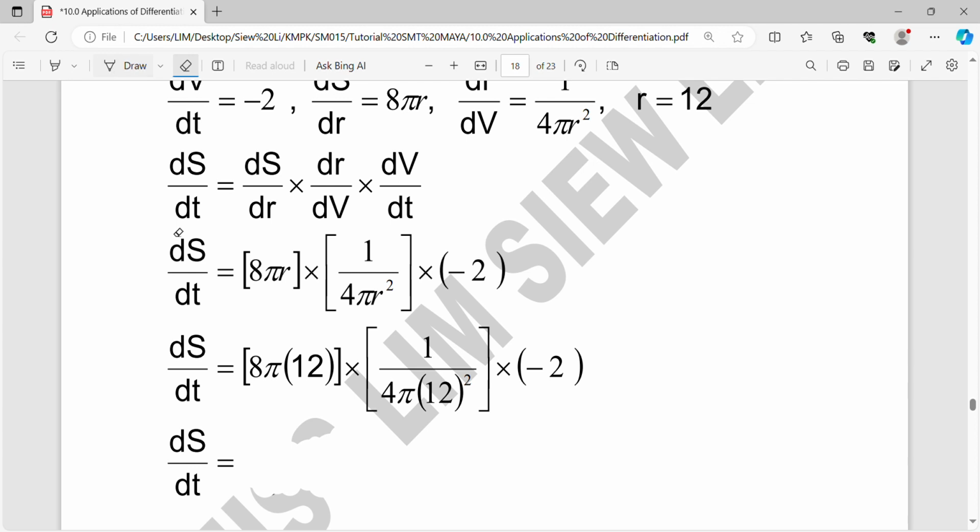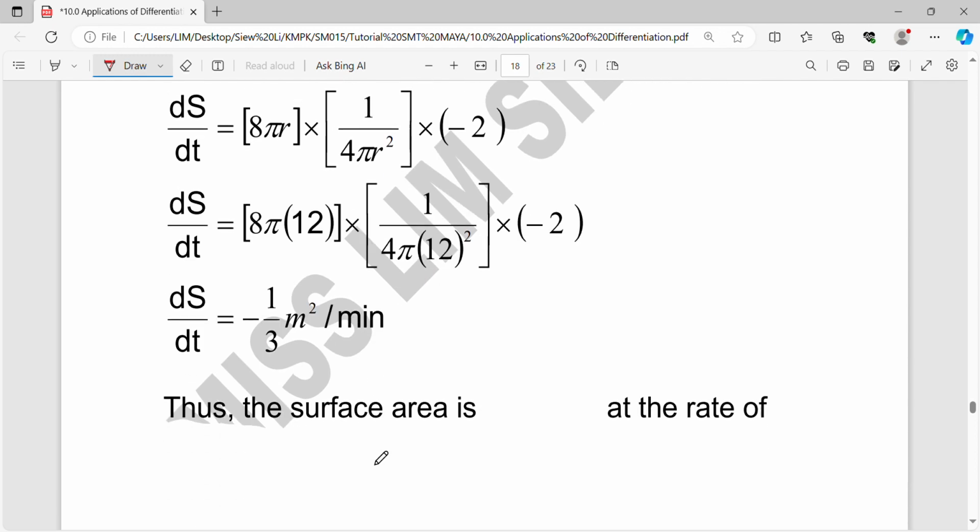Lastly, we just press the calculator and see what the value is. We can see this is negative 1/3 meter square per minute. Why meter square per minute? Because the surface area unit is meter square, while for the time variable here we use the unit of minute.